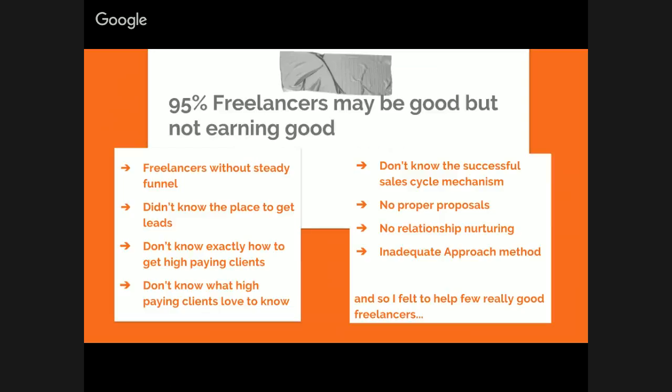95% of freelancers don't know the successful sales cycle mechanism, which is covered in the next 5 minutes. The 95% of freelancers do not have proper proposals. They don't know how to send a proper proposal. They don't know anything about relationship nurturing. Many freelancers don't have a proper approach method.